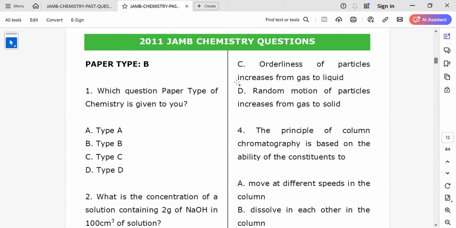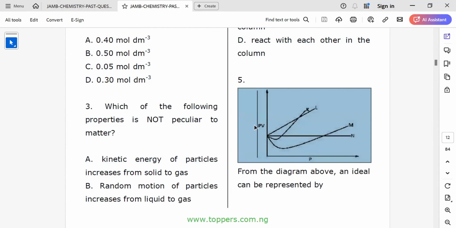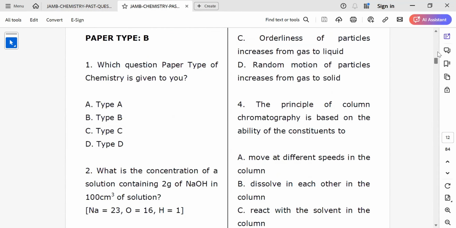So therefore, the answer here is option E, because the random motion of the particles increases from solid to gas. No, it decreases. It generally decreases from gas to solid. It does not increase. So therefore, the correct answer is D. So this is not correct.